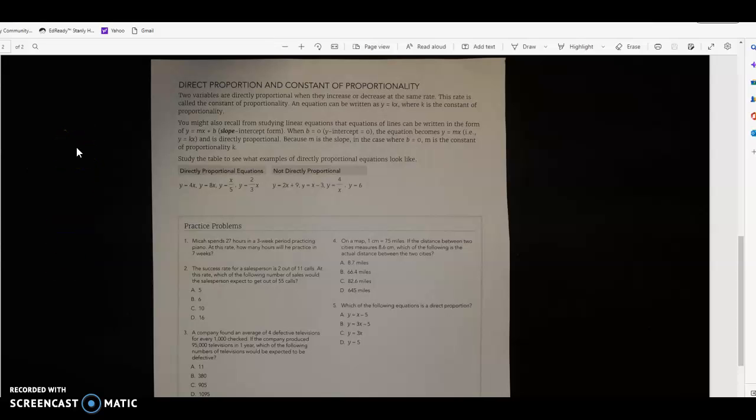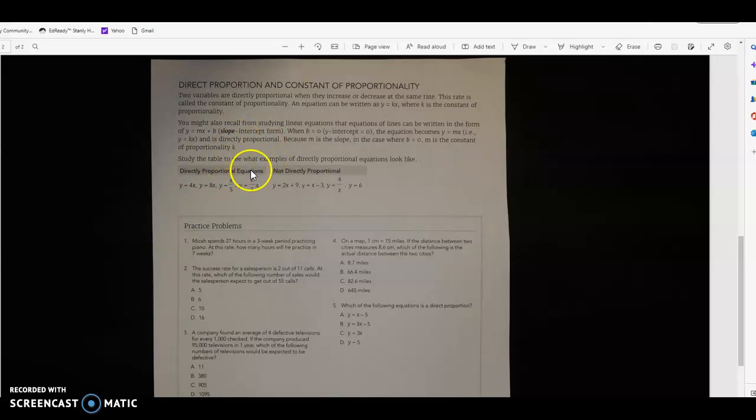Once you understand how to set up a proportion, we're going to go to direct proportion and constant of proportionality. In your textbook, it says two variables are directly proportional when they increase or decrease at the same rate. In other words, they're scaled up by the same amount. This rate is called the constant of proportionality. An equation can be written as y equals kx, where k is the constant of proportionality. And if you've ever taken a graphing course where you had to know about slope-intercept form, this is an example of the constant of proportionality.